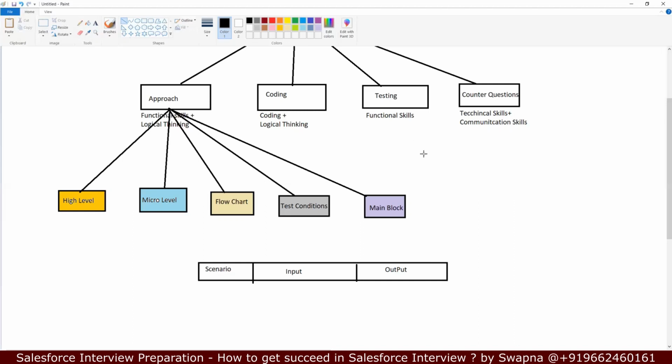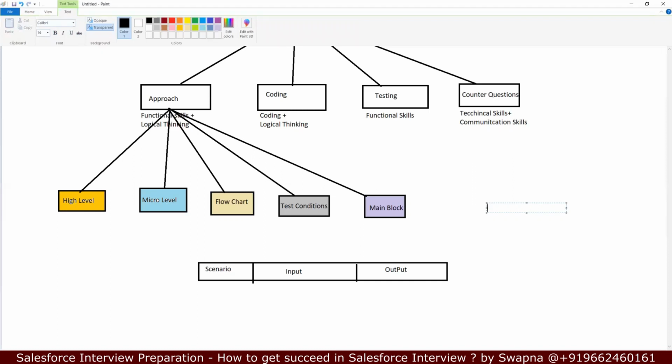Start with some class name and open it, and then close it. Okay, I have started with this. And what are the blocks that are required?